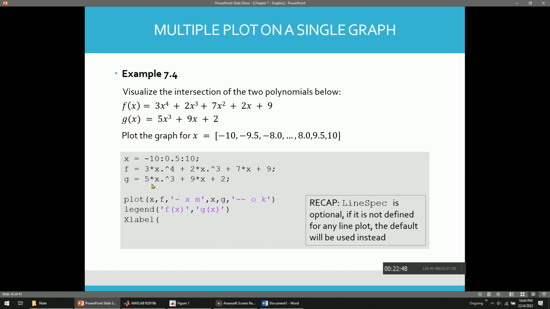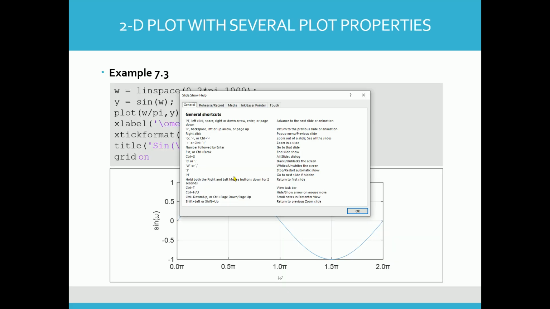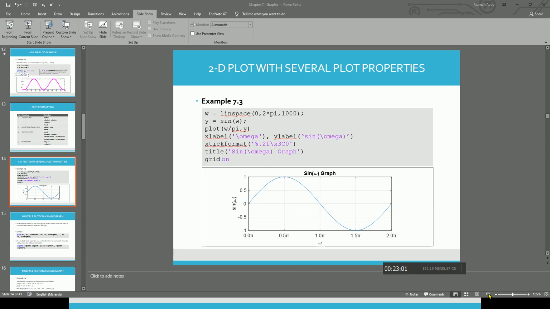Then move on to g. You get the data x, f, and g. So now you have two plots, two plots here.